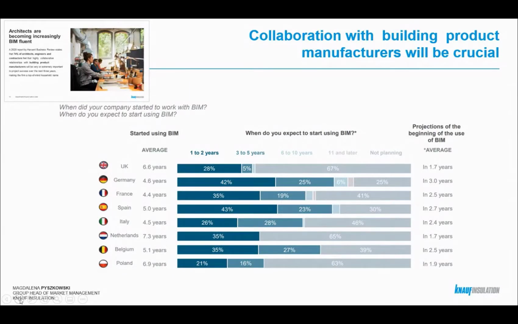As a manufacturer, we are also doing a lot of studies, and we are really following the trends in the market. We are checking which countries are more and more involved in BIM, and what the projections are for the use of BIM. For us, it's important because then we can see, country by country, when we should provide more support in terms of BIM consulting and also product data information for BIM.